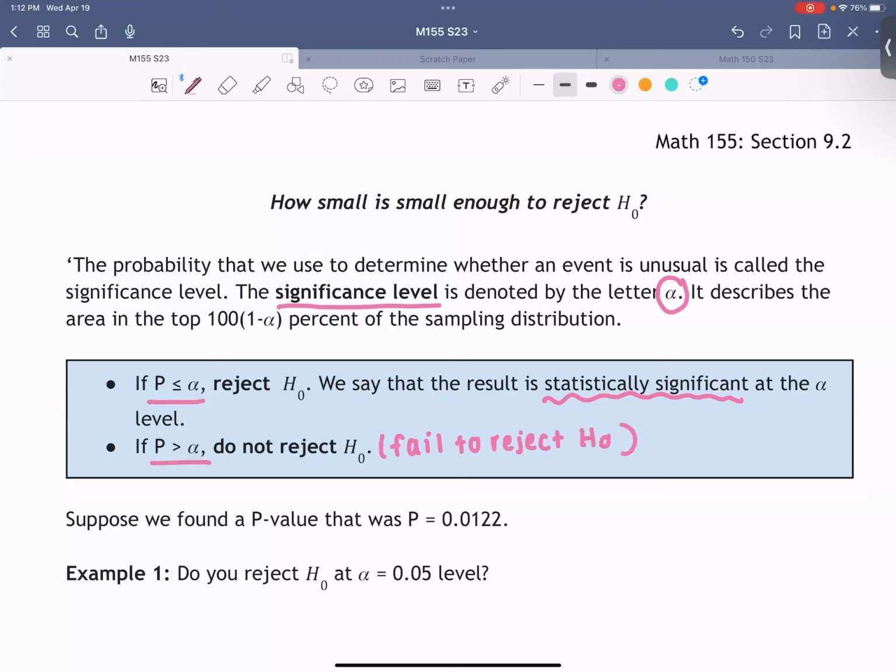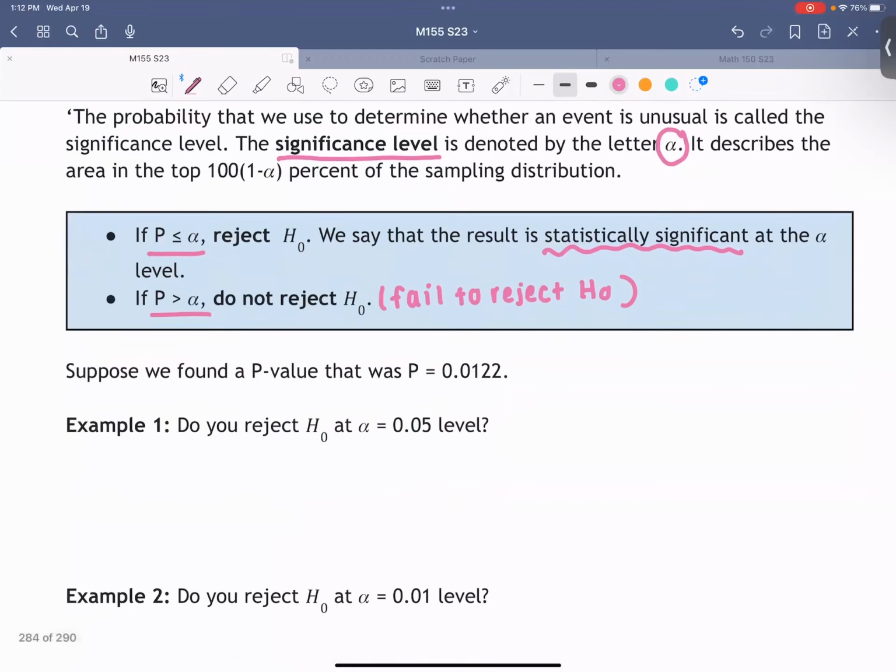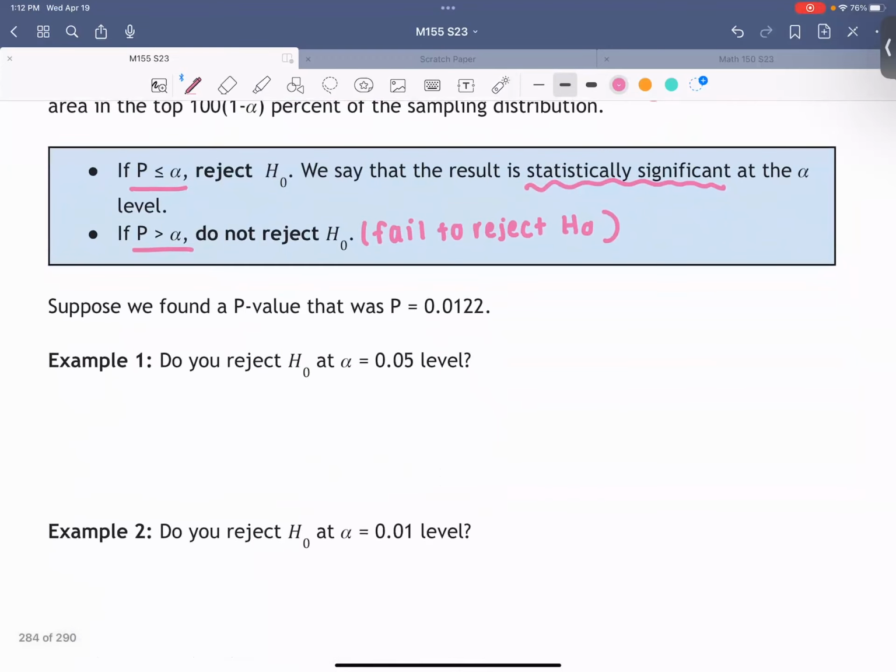Okay, so basically, if p is smaller than alpha, reject. If p is greater than alpha, fail to reject. Why don't we do some practice with this? Let's say we did an experiment, and we found that the p-value was equal to 0.0122. Now, do we reject or fail to reject? It actually depends on what alpha is.